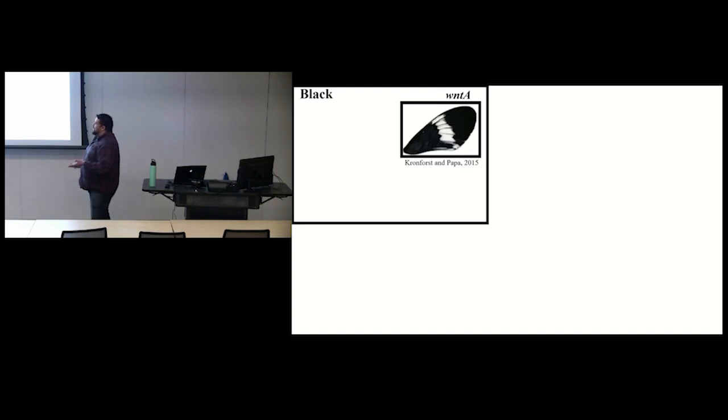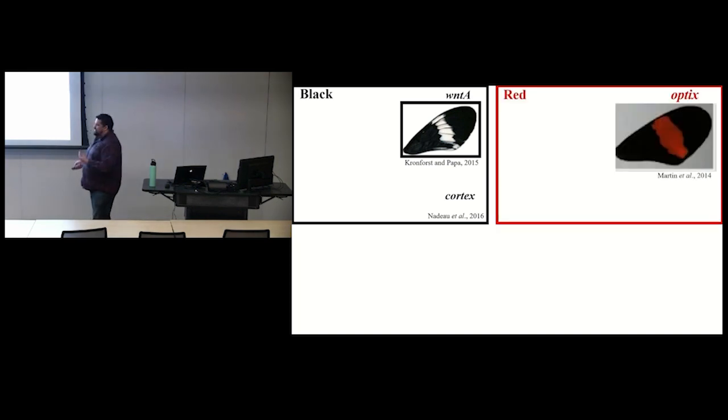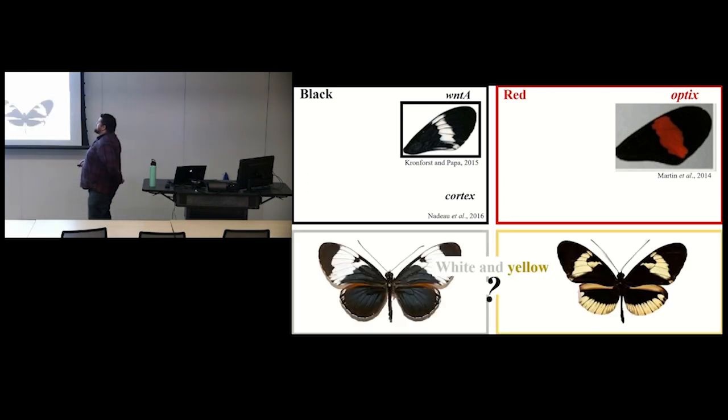For example, black coloration or melanic coloration is controlled by this gene called Wnt. And later on it was discovered that another gene called cortex also controlled this melanic variation. Then if you go to reds, you have optix, which is the gene that controls red pigmentation. And when we got to white and yellow variation, we didn't exactly know how genetically the variation is encoded.